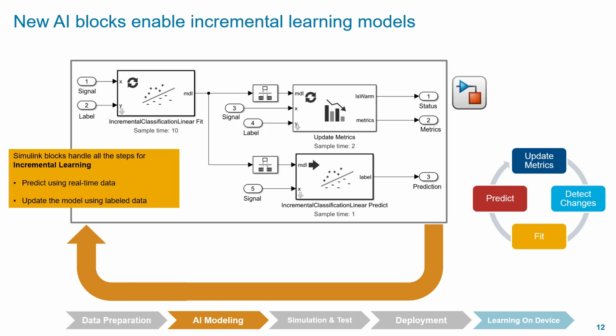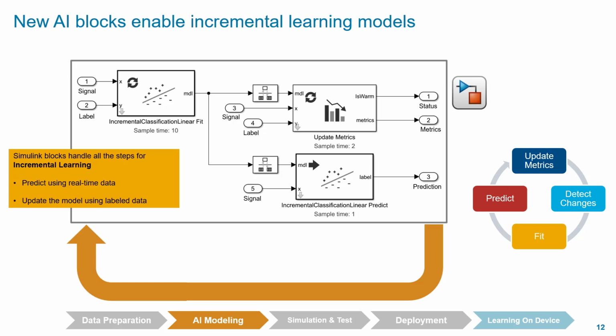Simulink provides blocks for incremental learning for fitting the model, for updating the metrics that define the accuracy of the model and for prediction. Simulink blocks handle all the steps for incremental learning and allow the model to predict using real-time data and to update the model using labeled data.